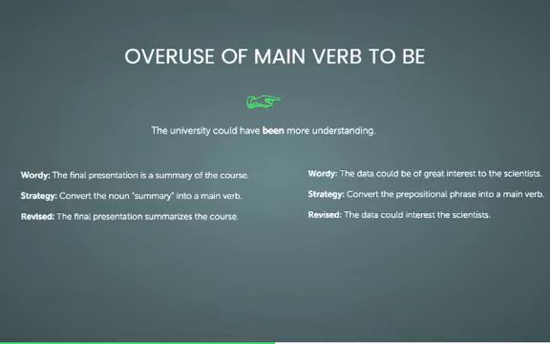Here's another example. The data could be of great interest to the scientists. Could be of great interest. So we've got a couple of auxiliary verbs, but we've also got our main verb to be. We can convert that prepositional phrase into a main verb, again looking at what comes after the verb to be. So we could say the data could interest the scientists. And so our main verb is now interest instead of be of great interest.